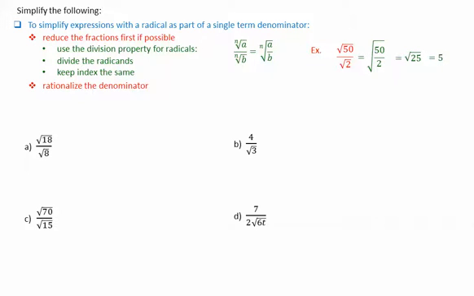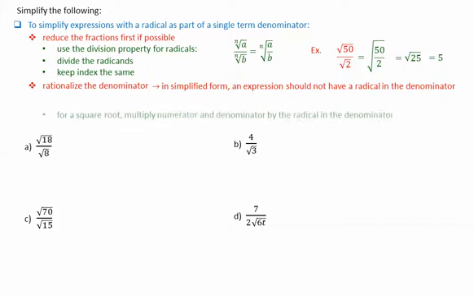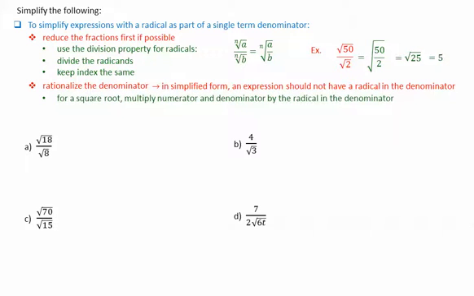If you end up with a square root as part of your denominator, it needs to be rationalized in order to be fully simplified. In simplified form, an expression should never have a radical in the denominator. For a square root, simply multiply the numerator and denominator by the radical in the denominator.